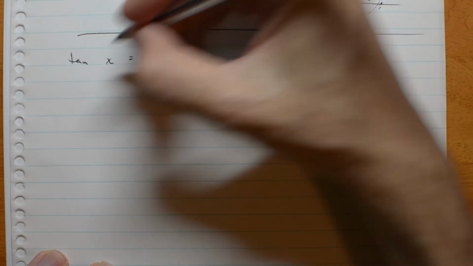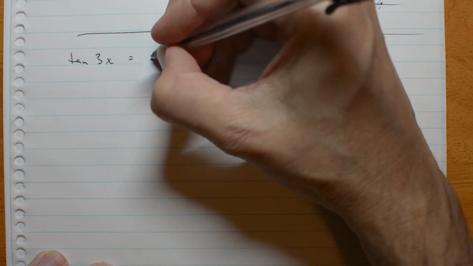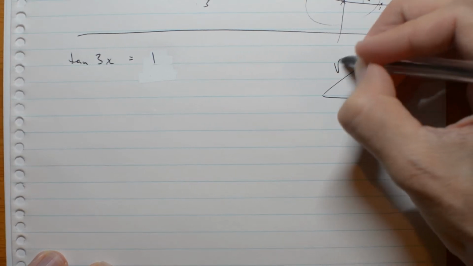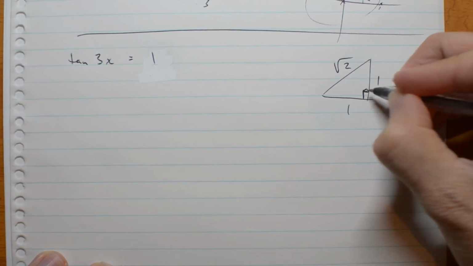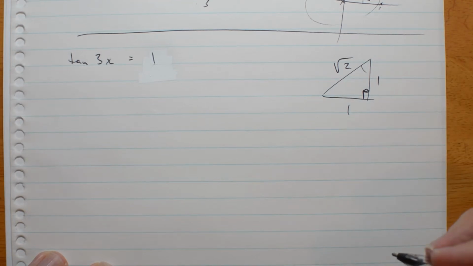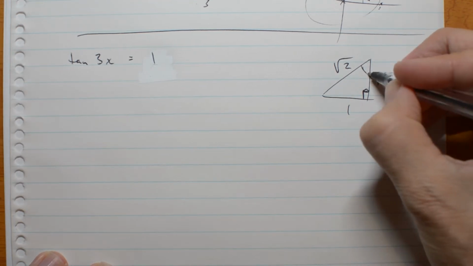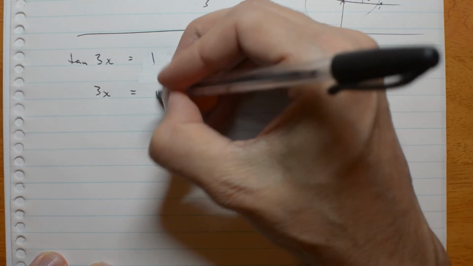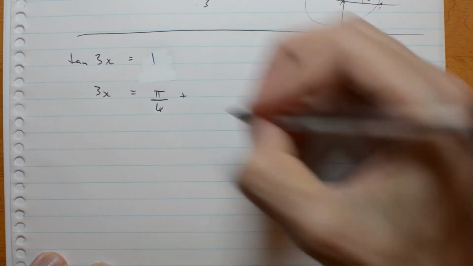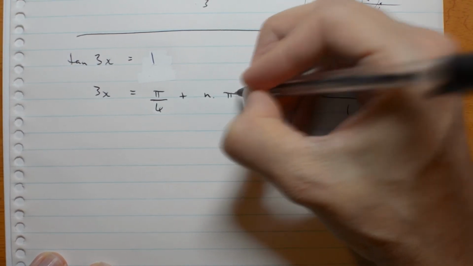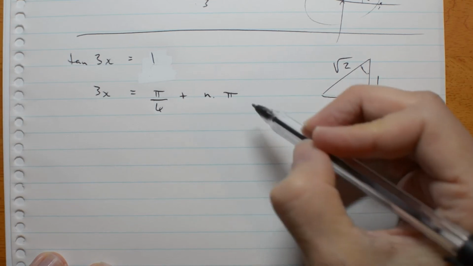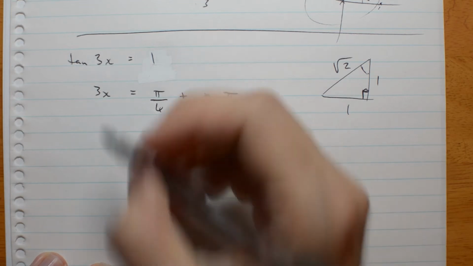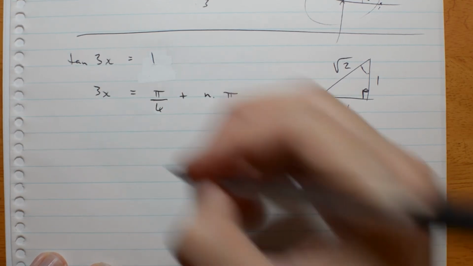Let's try another. Tan 3x is 1. Now 1 is our favourite 1, 1, root 2 triangle. Tan of 1 is pi on 4. So my reference angle is pi on 4. That means 3x is pi on 4 plus some number of pi. Remember, tan repeats every pi. That's 3x. I want to find what x is.